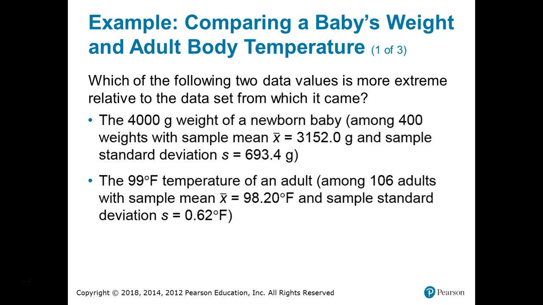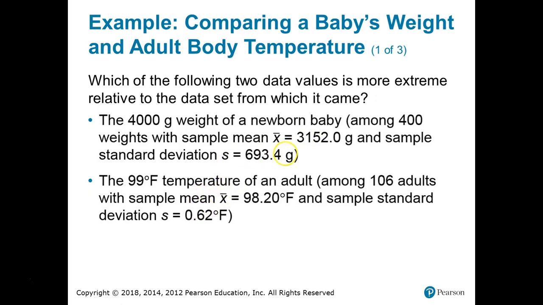So which of the following 2 data values is more extreme relative to the data from which it came? The 4,000 gram weight of a newborn baby among 400 weights, where the sample mean is 3,152 grams and the sample standard deviation is 693.4. Okay, so we have our x value, we have our x bar, our mean, and we have our standard deviation. We can get our z-score.